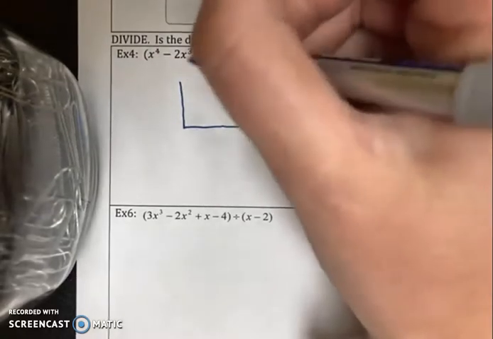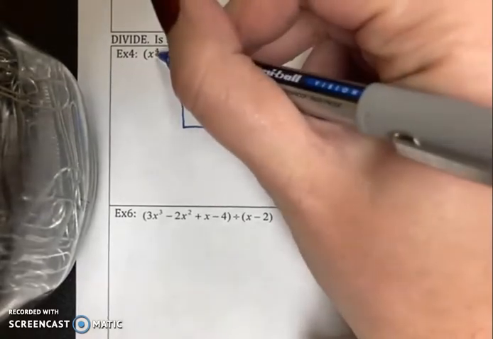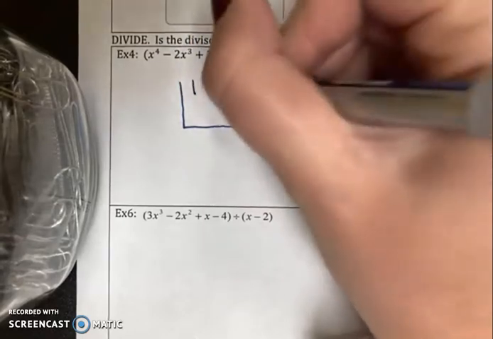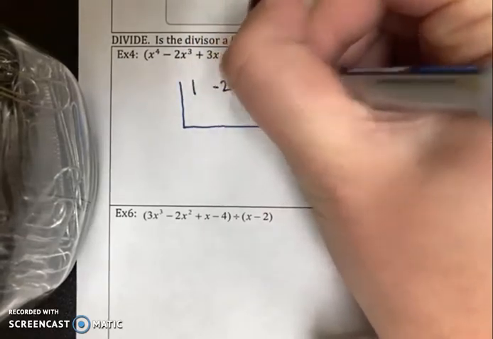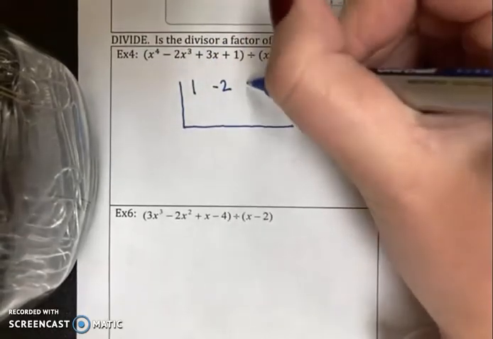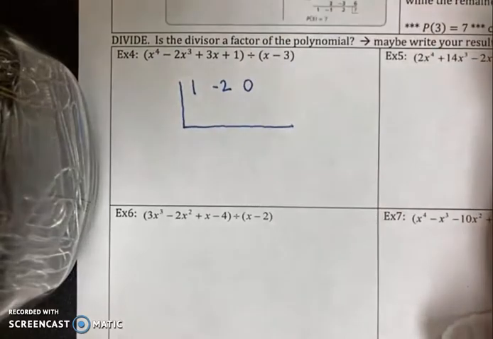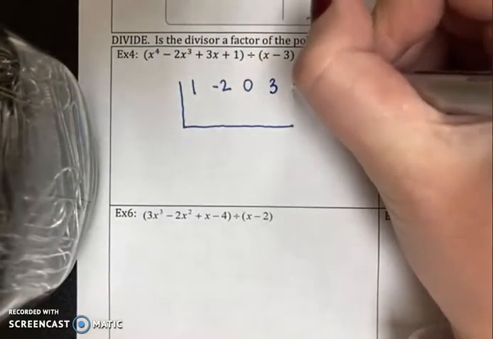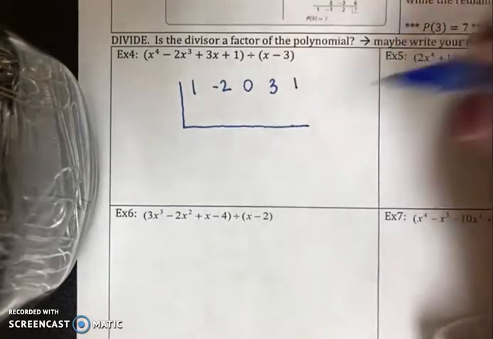So when I plug in my numbers, the coefficient of x to the 4th power is 1. X cubed has a coefficient of -2. There is no x squared. I am missing that. The coefficient for the x is 3, and then I have the constant, which is 1.